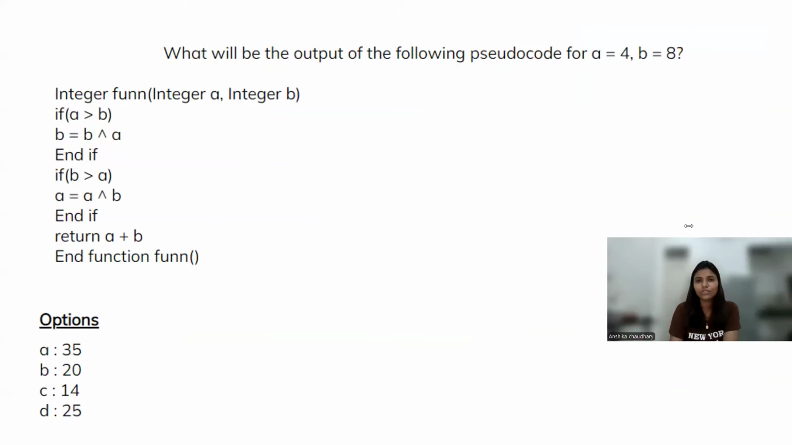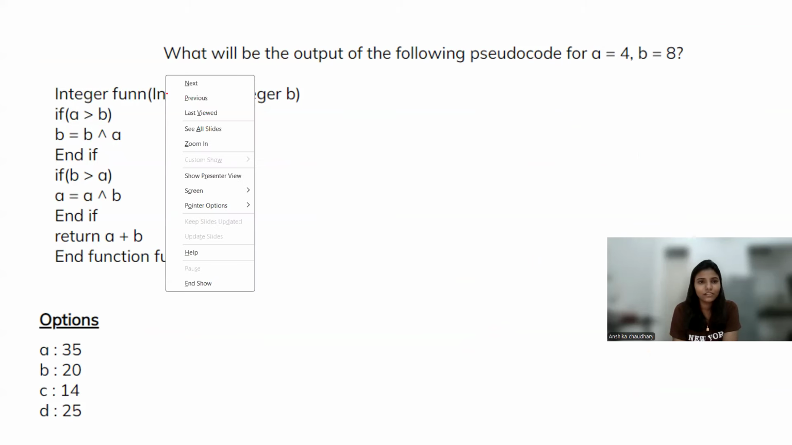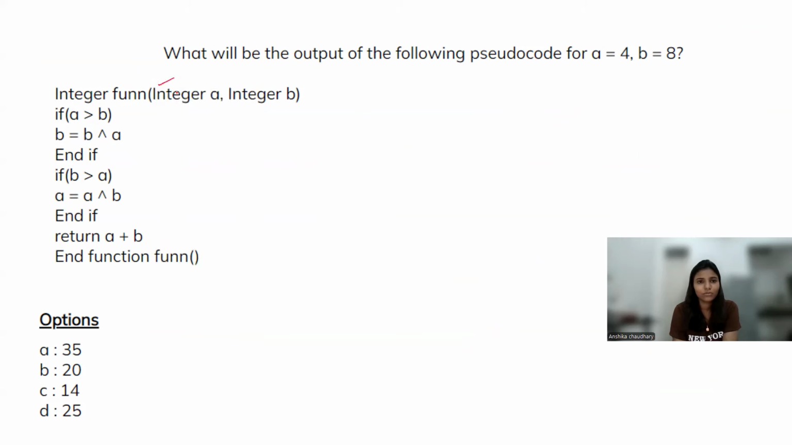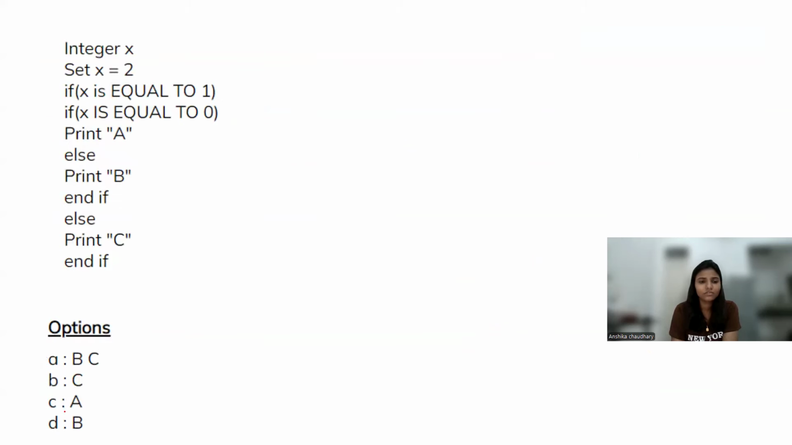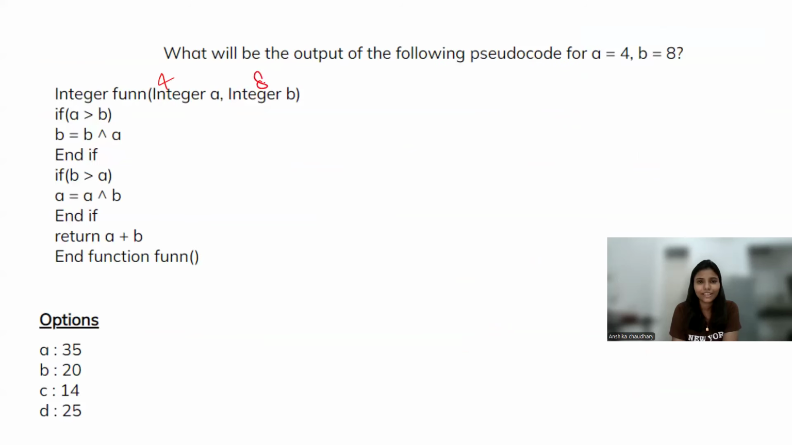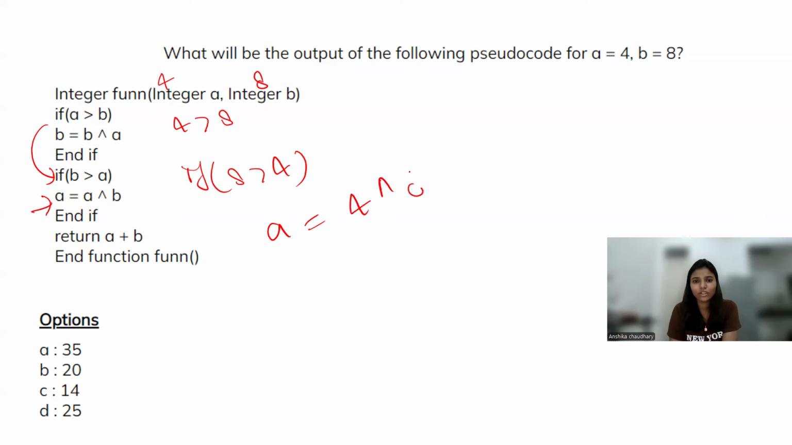So this is the next question, and this is the last question for today. A is 4, B is 8. So 4 will be passed here, and B as 8 will be passed here. Now if A is greater than B, that is 4 is greater than 8? No. So we will come here and check the condition. If 8 is greater than 4, yes, this condition is true. So we will come here. A value will be updated to A XOR B. So A is 4, XOR 8.